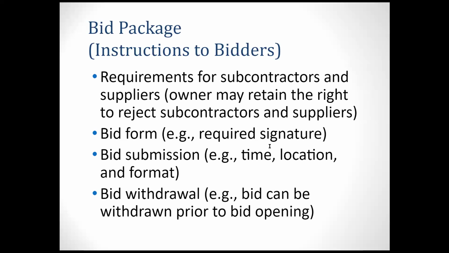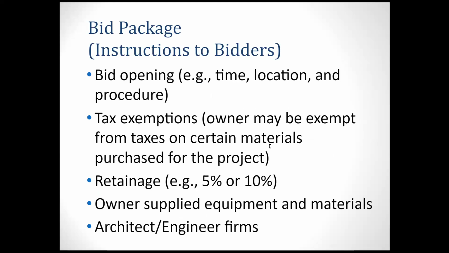And in some cases, it may say that as one contractor, you can only submit one bid, and maybe you can submit multiple times if you withdraw the previous one, right? So the bid opening, again, the time, location, and the procedure, right? Tax exemption. The owner may be exempt from tax on certain materials purchased for the project, right? Then the retainage. You may have 5% or 10% retainage. That means you are using this to guarantee the contractor will provide the warranties, right?